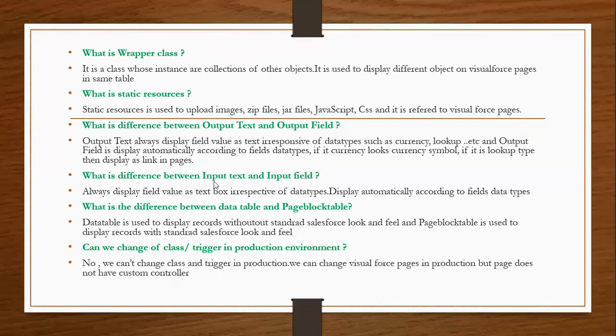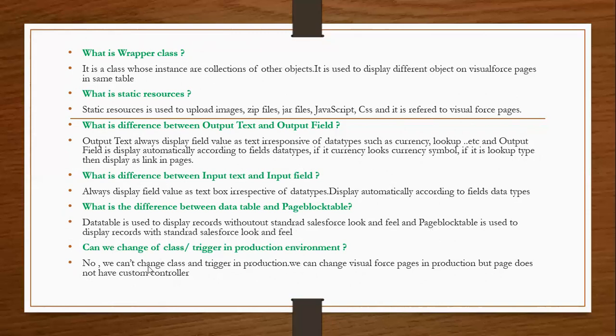Next question: what is the difference between input text and input field? Input text always displays the field value as a text box irrespective of the data type, while input field displays automatically according to the field's data type. What is the difference between data table and page block table? Data table is used to display records without the standard Salesforce look of the fields, and page block table is used to display records with the standard Salesforce look of the fields.